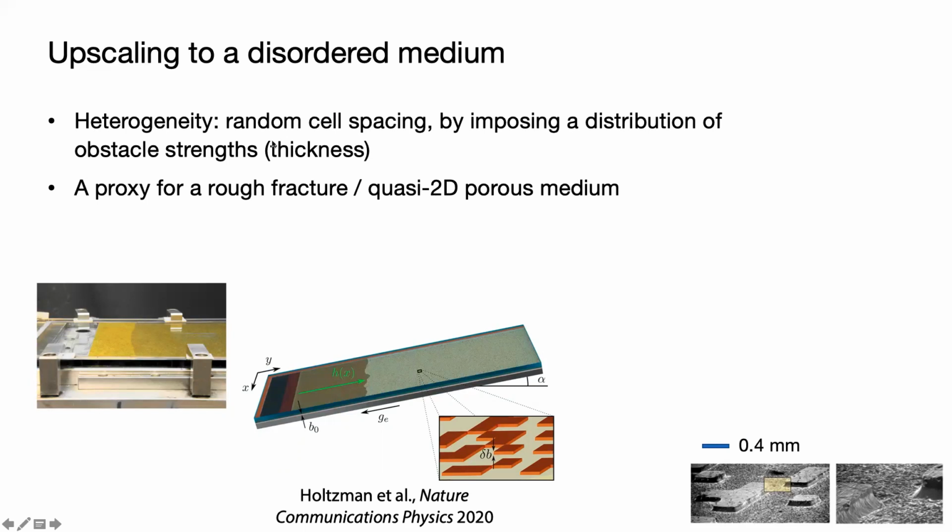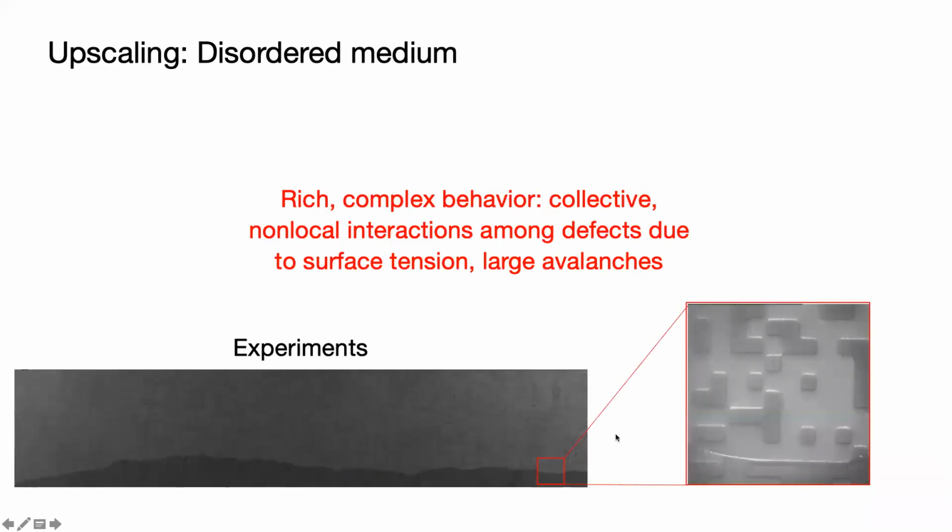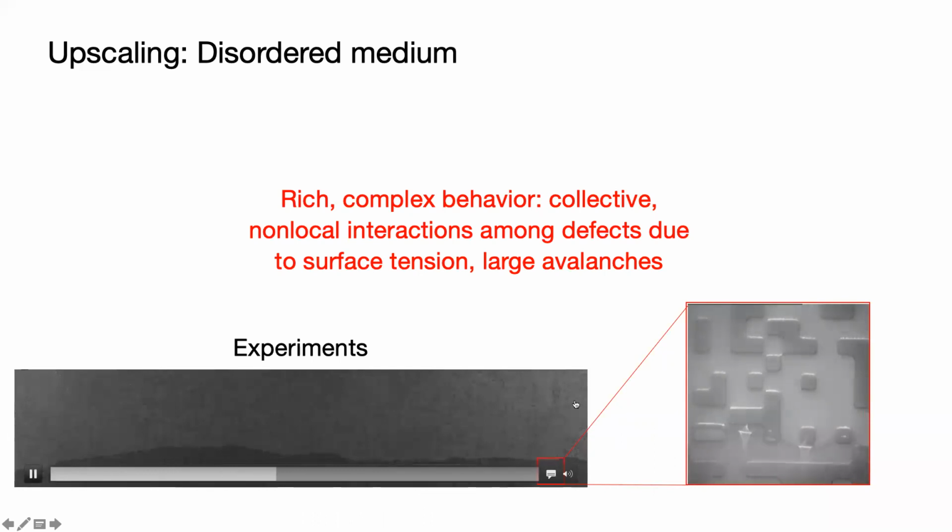We can impose the thickness, for example, a Gaussian or a dichotomic, just zeros and ones. And this is a nice proxy for a rough fracture or a quasi 2D porous medium. So this is an SEM image showing these copper patches, and a schematic. So this, of course, makes it much more interesting, because now it's a much richer behavior.